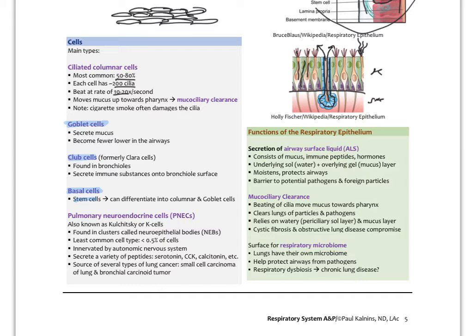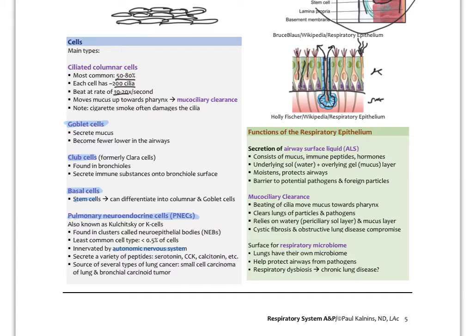And then there's another cell type in the respiratory epithelium called pulmonary neuroendocrine cells, PNECs. And these are also known as Kulchitsky or K cells. They're found in clusters called neuroepithelial bodies, NEBs, and they're the least common cell type. Less than 0.5% of cells are these kind of cells. And they're interesting because they're innervated by the autonomic nervous system. So they're a direct way that the nervous system can communicate with the mucosal barrier there in the lungs.